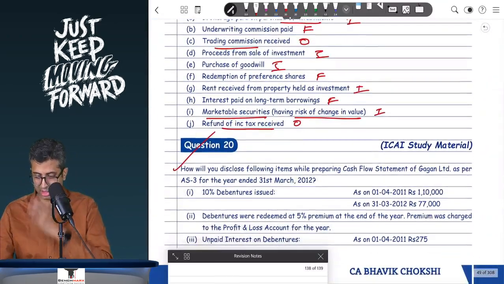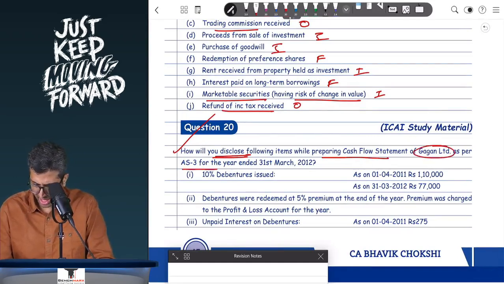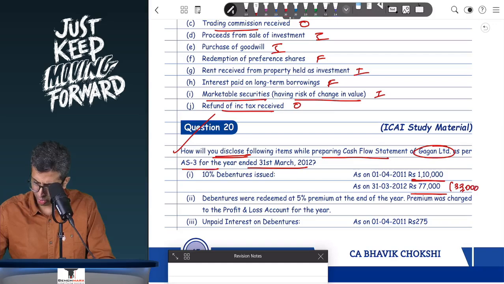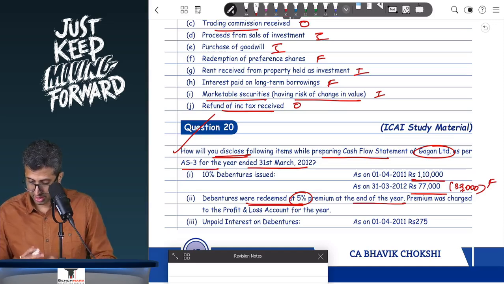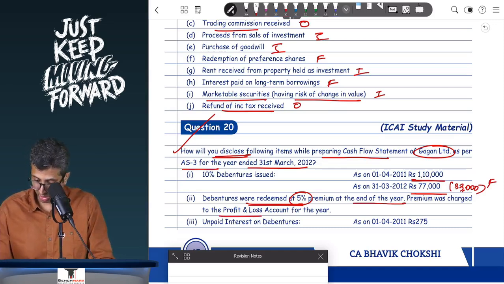Next you go to question number 20. How will you disclose the following items while preparing cash flow statement for Gagan as per AS3 for the year ended 31st March 12? 10% debentures issued, 1,10,000 था, at the end becomes 77. So had there been no other adjustment over here, this is a reduction of 33. This would go under financing. But यहाँ पे कुछ और है. Debentures were redeemed at a 5% premium at the end of the year. Okay. So this is a reduction of debenture 33, but they were redeemed at premium or charged to the profit and loss account for the year.